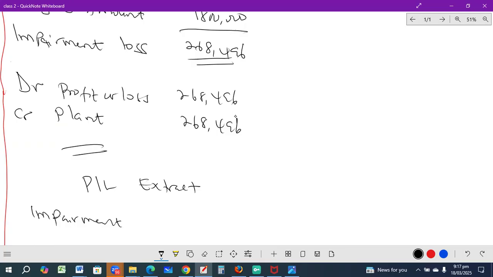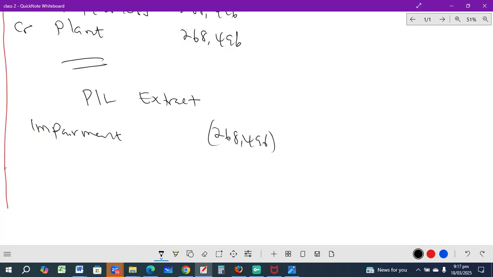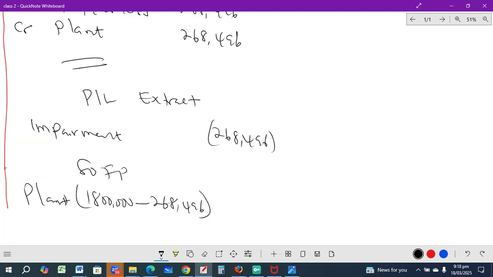Like this. Then if you come to the statement of financial position, we'll come to plant. So the plant will be 1,800,123 against 268,496. So what would be the amount? Yes. 153. Yes. 1,531,504.